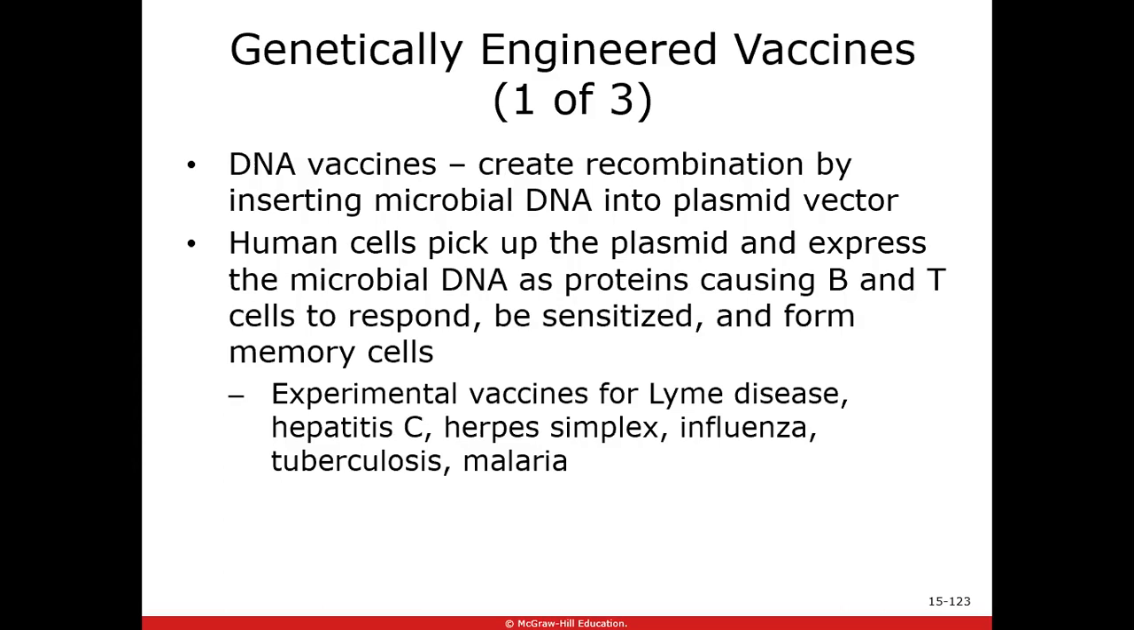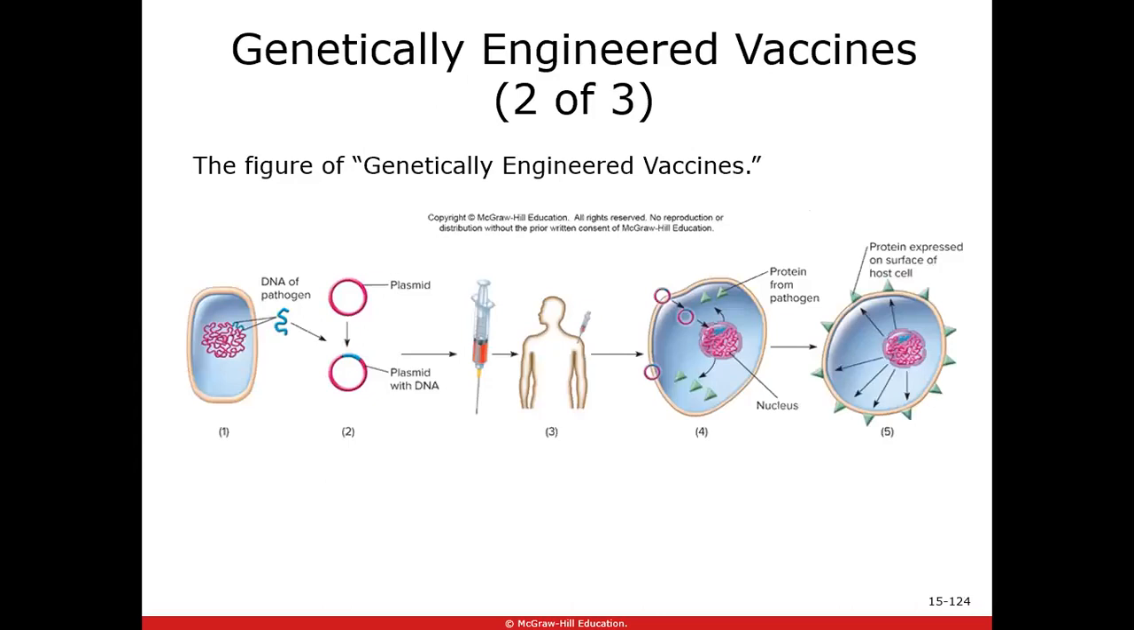The human cells pick up the plasmid that's been incorporated in. They express that microbial DNA as proteins. So it's causing the B and T cells to respond to that antigen, that protein, and then they become sensitized and form memory cells. There are experimental vaccines for Lyme, hepatitis C, herpes simplex, influenza, tuberculosis, and malaria. But typically it takes 10, 15 years to get a vaccine.